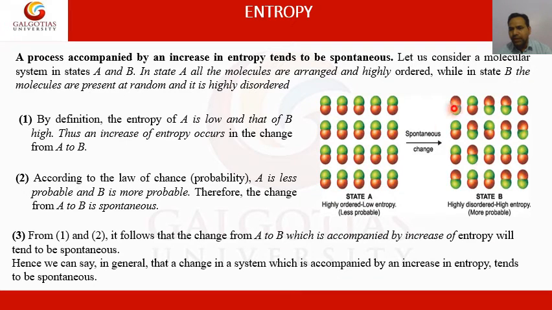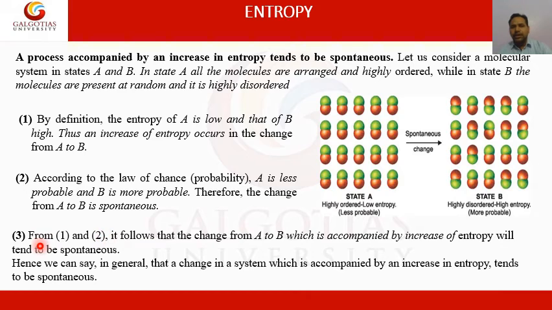are all showing a disordered pattern. So by definition, the entropy of A is low and that of B is high. Thus, an increase of entropy occurs in the change from A to B. According to the law of probability, A is less probable and B is more probable. Therefore, the change from A to B is a spontaneous process.